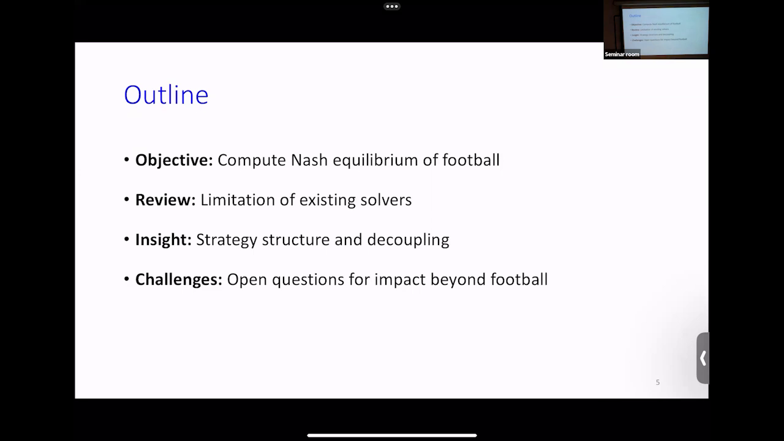So we're going to start from the formal definition of the problem, which is to compute a Nash equilibrium for football. Works for soccer as well. And then we'll talk about the current state of the art and the limitations and talk about some insights on how we can address these limitations. And then move on to open questions that we know the solution.